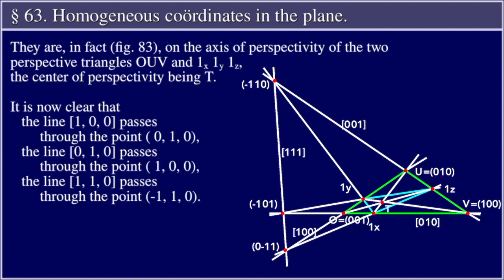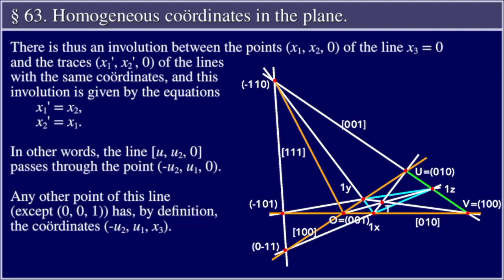It is now clear that the line 1, 0, 0 passes through the point 0, 1, 0. The line 0, 1, 0 passes through the point 1, 0, 0. The line 1, 1, 0 passes through the point negative 1, 1, 0. There is thus an involution between the points x1, x2, 0 of the line x3 equals 0 and the traces x1 prime, x2 prime, 0 of the lines with the same coordinates, and this involution is given by the equations x1 prime is equal to x2, x2 prime is equal to negative x1.